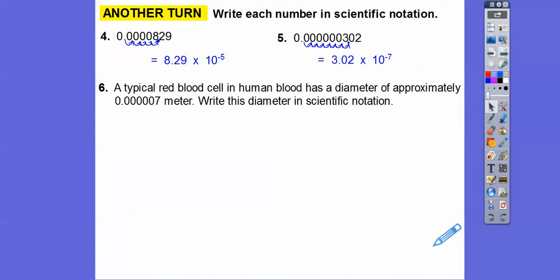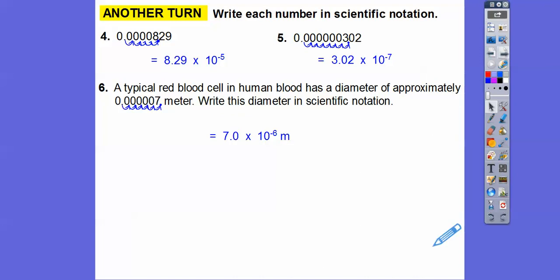So we're going to move the decimal to the right. How many places? I want it to be at that 7 right there. So 1, 2, 3, 4, 5, 6. So 7.0 times 10 to the negative 6 right there.